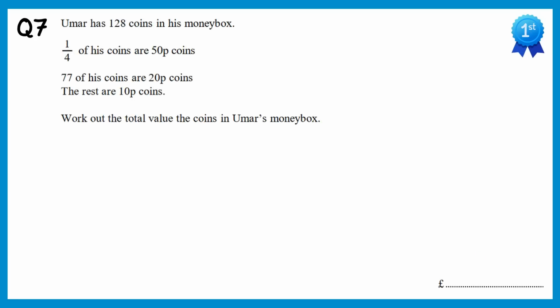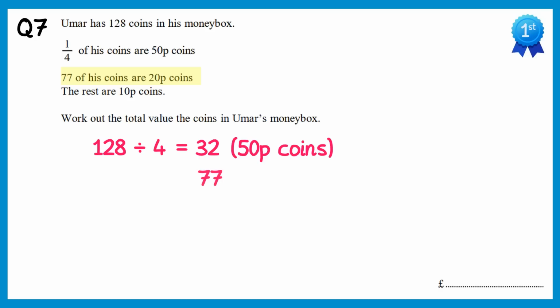In this question, there are 128 coins. We're told that 1/4 of those coins are 50p's. So we need to find 1/4 of 128. To do that, do 128 divided by 4, which gets you 32. This means there are 32 50p coins. We're also told in the question that 77 of the coins are 20p coins, so there are 77 20p coins, and finally the rest of the coins are 10p coins.